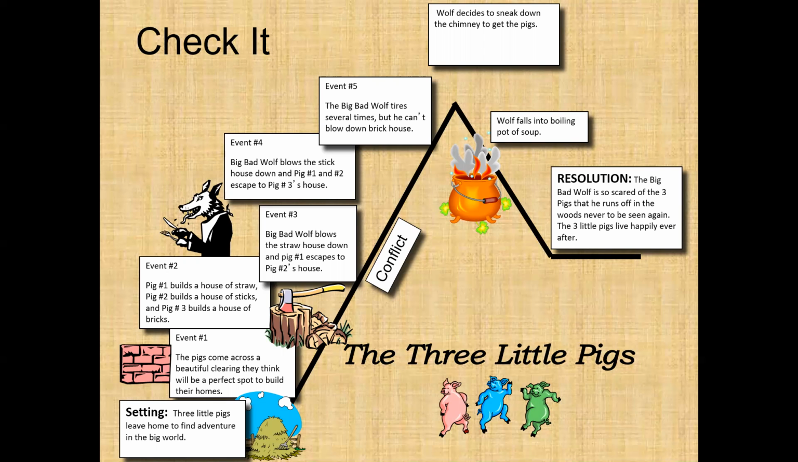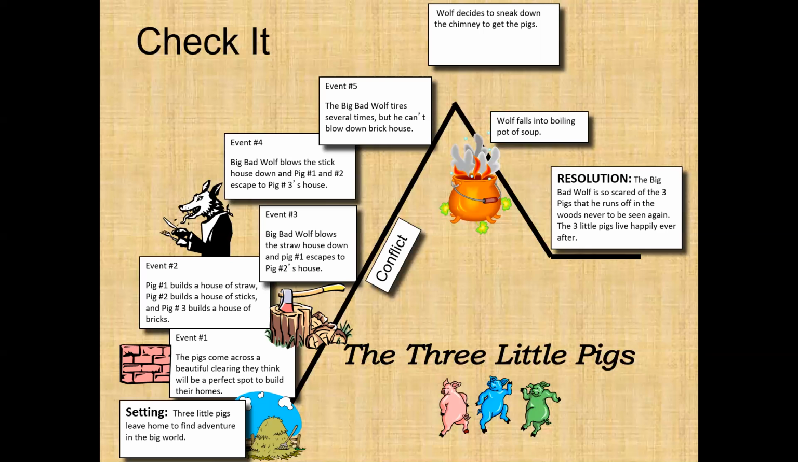Wolf decides to sneak down the chimney to get to the pigs. That's the climax because, oh my goodness, we don't know what's going to happen after that. And then the falling action, Wolf falls into a boiling pot of soup. The resolution. Notice the word, boys and girls. The Big Bad Wolf is so scared of the 3 pigs that he runs off in the woods, never to be seen again. The 3 little pigs live happily ever after.